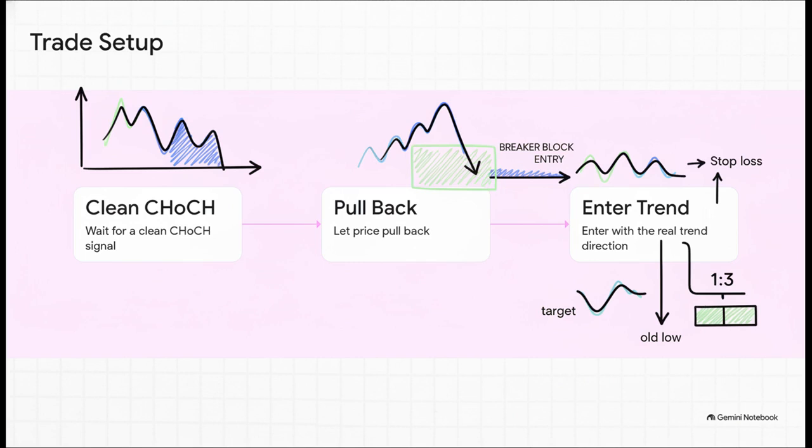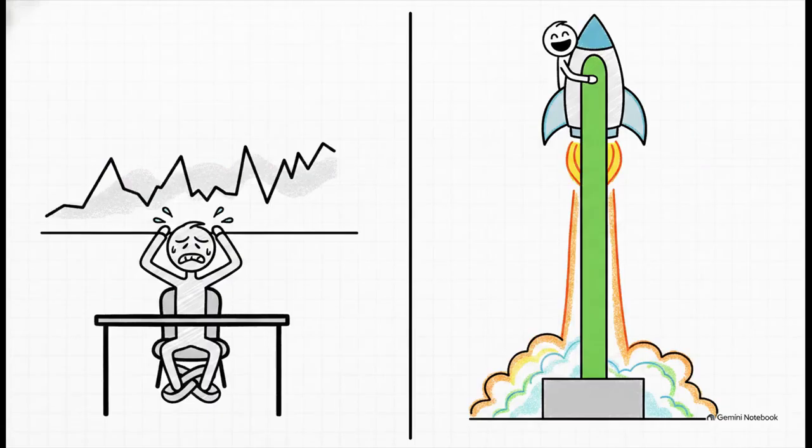Step 1, place your limit entry right at the front edge or even the 50% midpoint of the breaker block. Step 2, tuck your stop loss safely behind the recent liquidity sweep high to protect your capital. Because hey, if price goes all the way back up there, the setup is totally invalidated anyway. And step 3, target the next major draw on liquidity, like an old low, aiming for a minimum of a 1-to-3 risk-to-reward ratio.